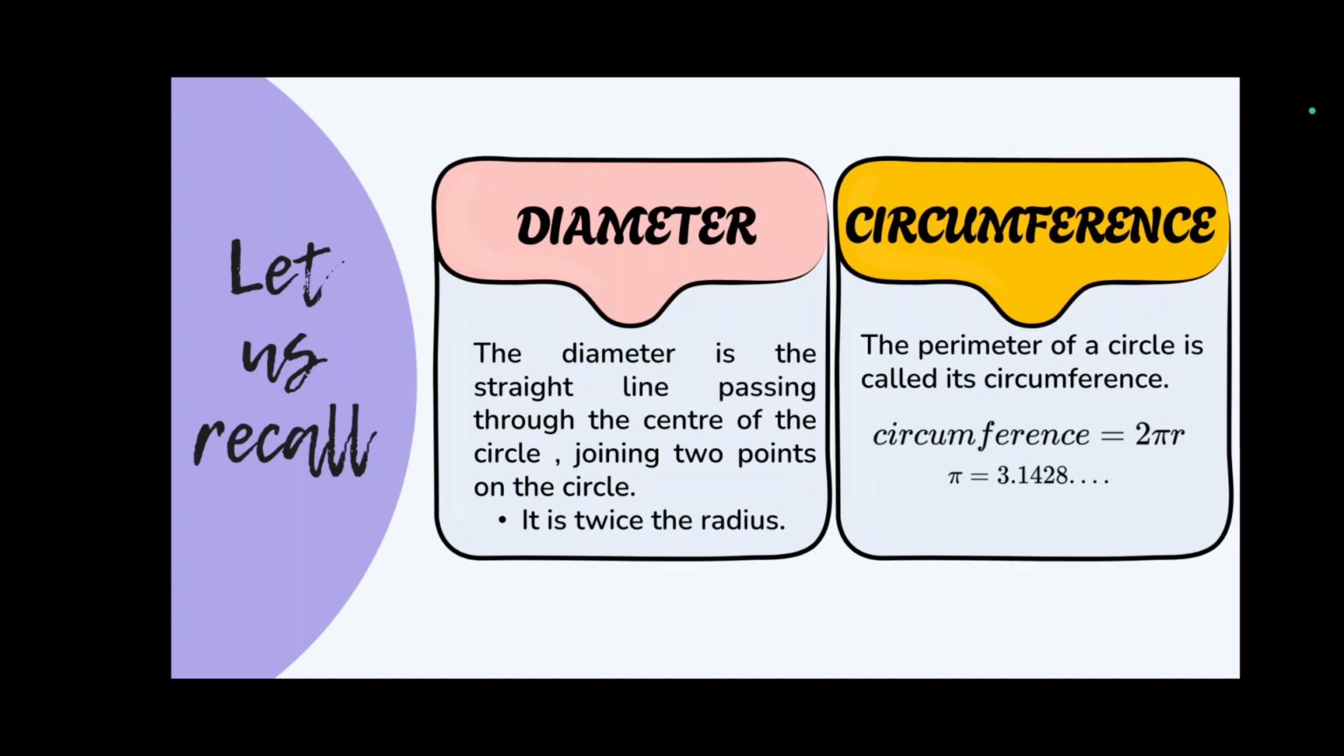We know the equation for circumference. Circumference is equal to 2 pi r. We already know the value of pi, that is pi is equal to 3.1428 etc. These four ideas, circle, radius, diameter and circumference, are very important because they help us understand today's topic more clearly.